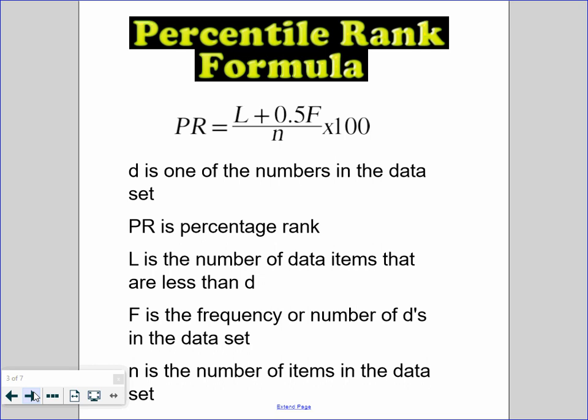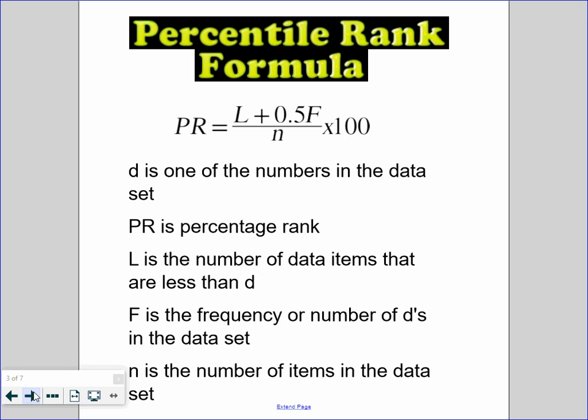The percentile rank formula is PR, which stands for percentile rank, equals L plus 0.5F divided by N, and all of that is multiplied by 100. So D is one of the numbers in the data set. Although D isn't in the formula, D is going to help us to determine some of the other values. So in a data set, in a set of numbers, D just represents one of those specific values.